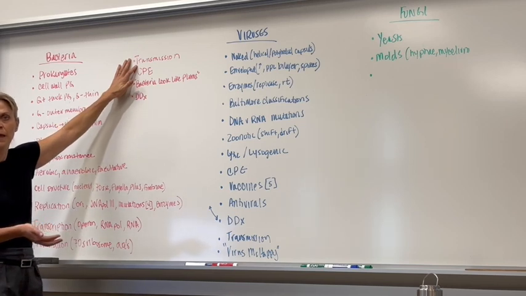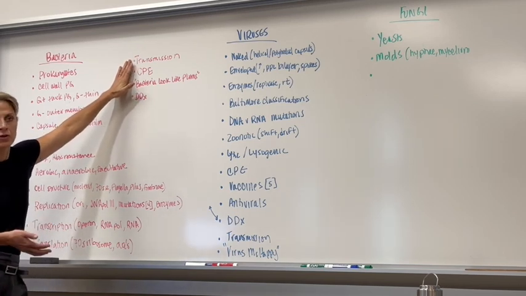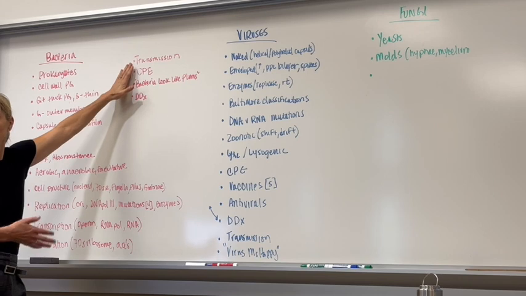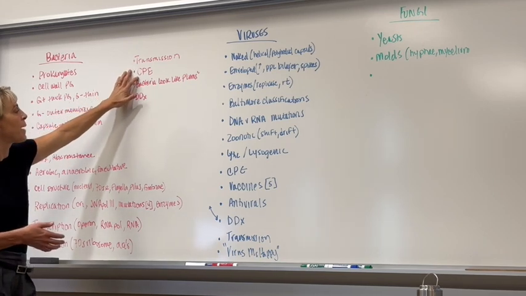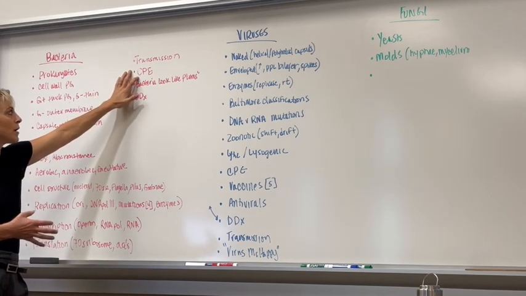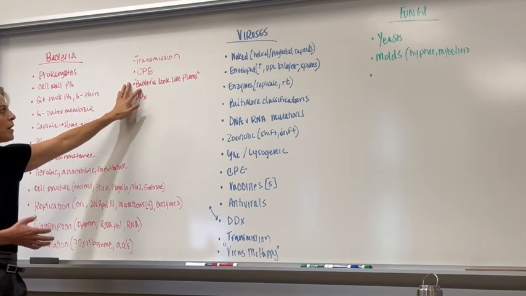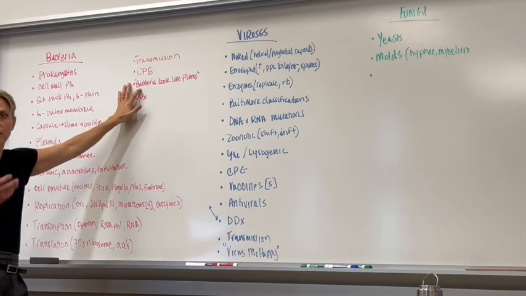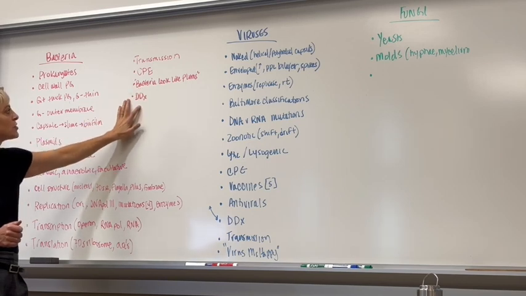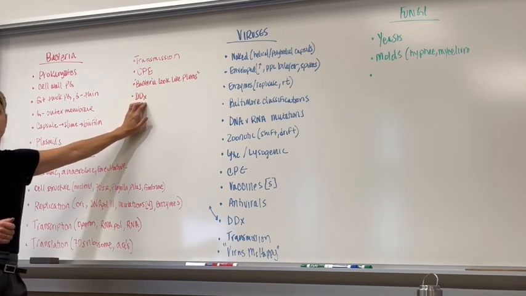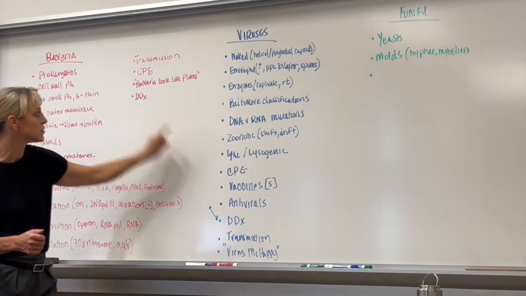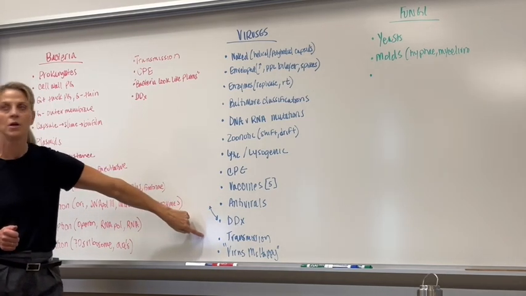Transmission, so that might be a good thing to go back over. What is a biological vector versus a mechanical vector, that kind of thing. Cytopathic effects, so our exotoxins and endotoxins. Bacteria look like plums, so it's a good idea to start making note cards on that. What are bacterial infections? And then our diagnostics, which we didn't really cover for bacteria until we got to viruses so that we could compare the two.